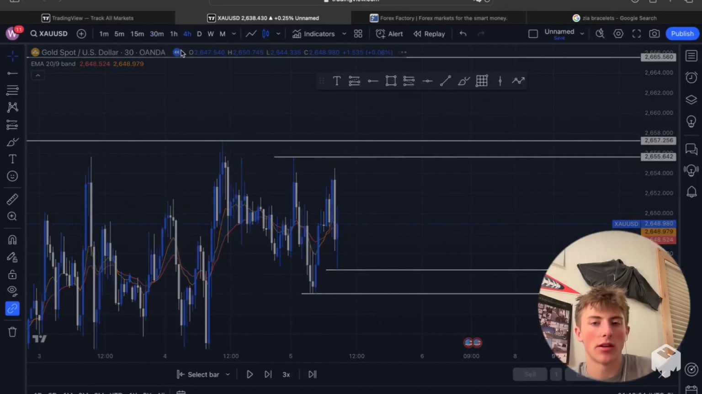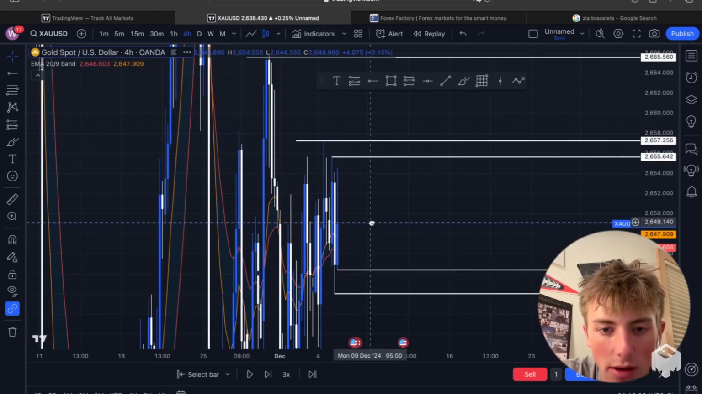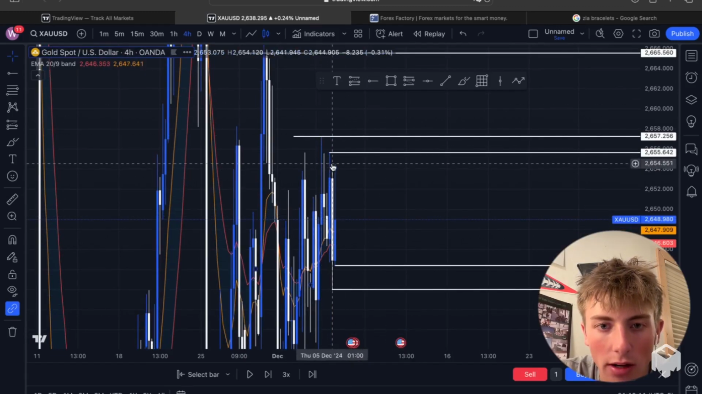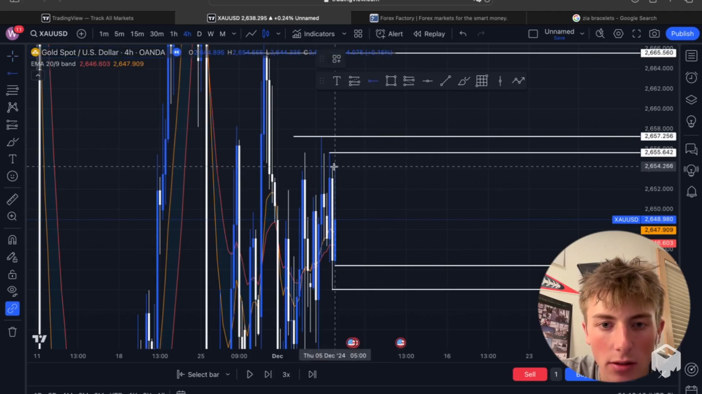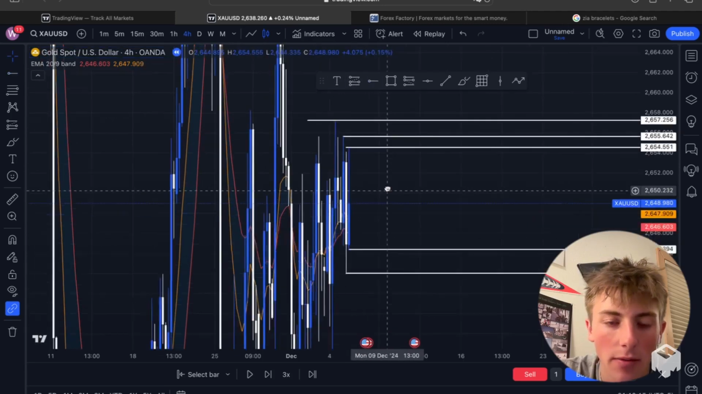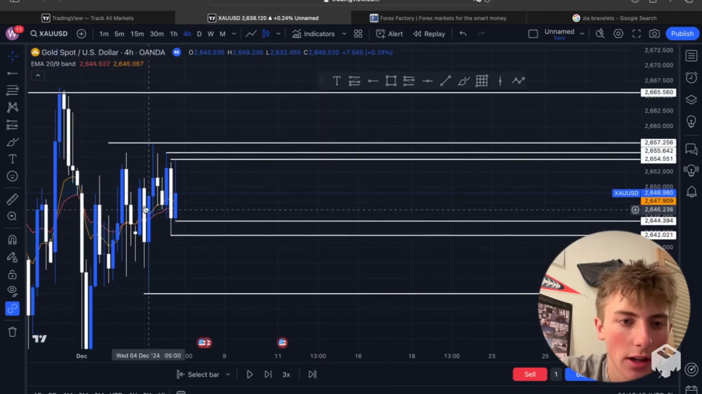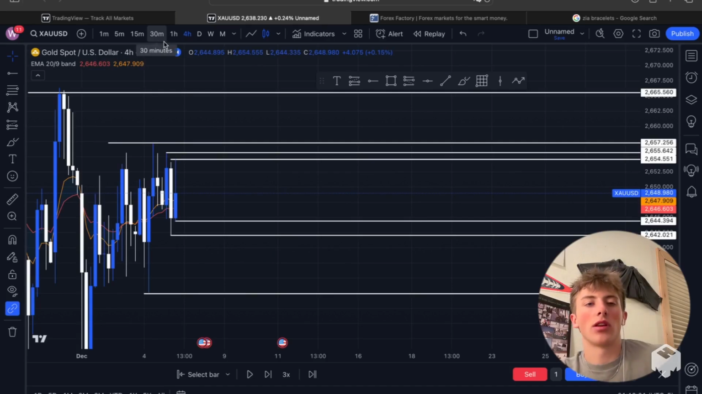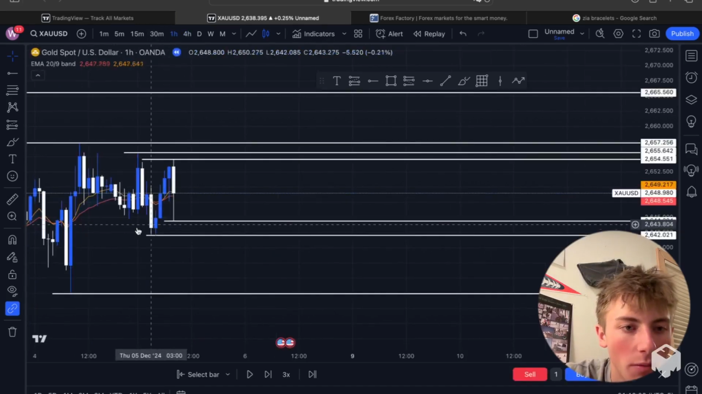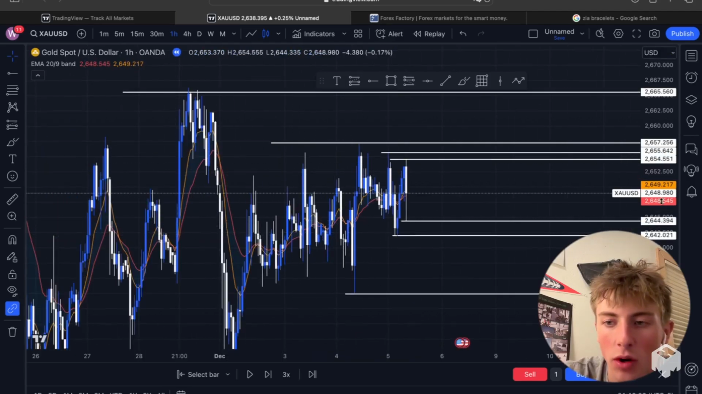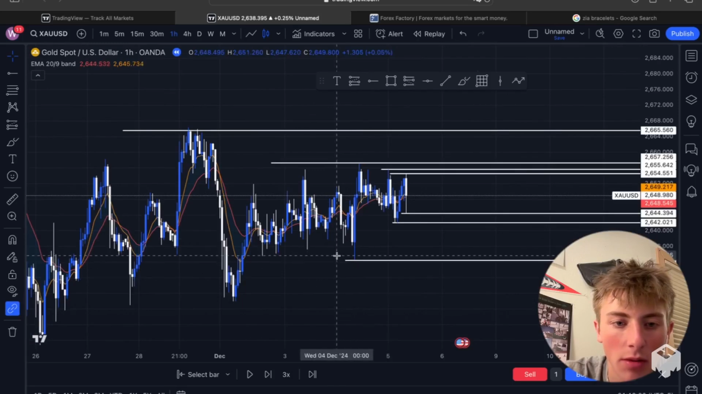Oh wait, this is 30-minute. Gosh dang it. Basically the same thing, yeah. And there's even more right here. Okay. So yeah, that's what the 4 hour looks like, for the areas of liquidity, areas of interest where price is gonna have a reaction off of. Go to the hourly. Basically the same thing. 4 hour and hourly have the same liquidity patterns.